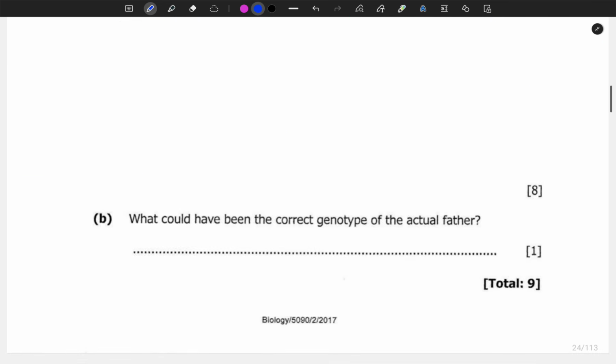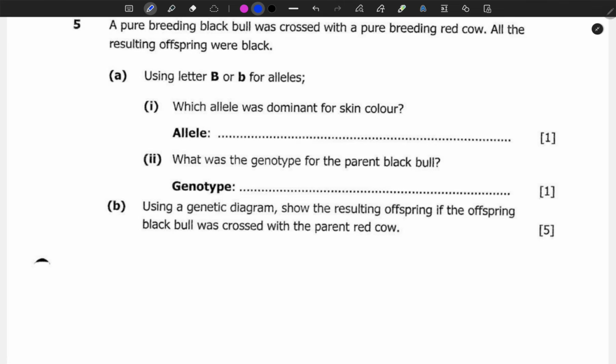Then question B, what could have been the correct genotype of the actual father? So it means this lady lied. She accused the husband of being the father. In actual sense, the paternity is somebody else's. So the correct genotype can be AO, at least there is O, BO, or OO. So one of the three is correct.